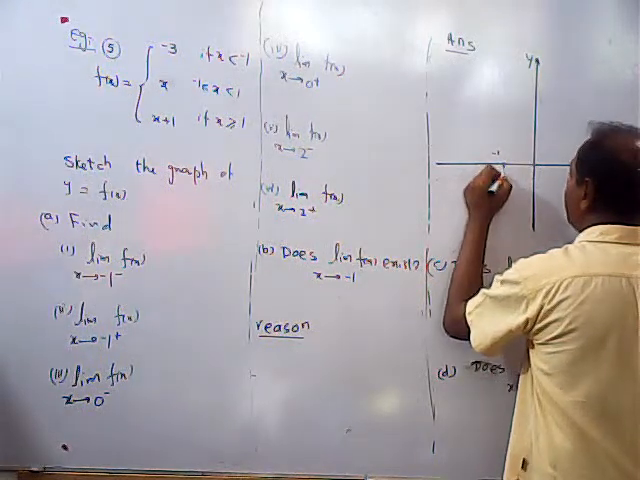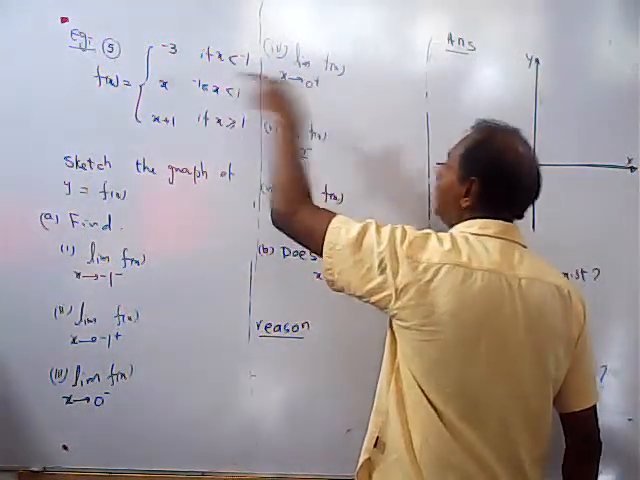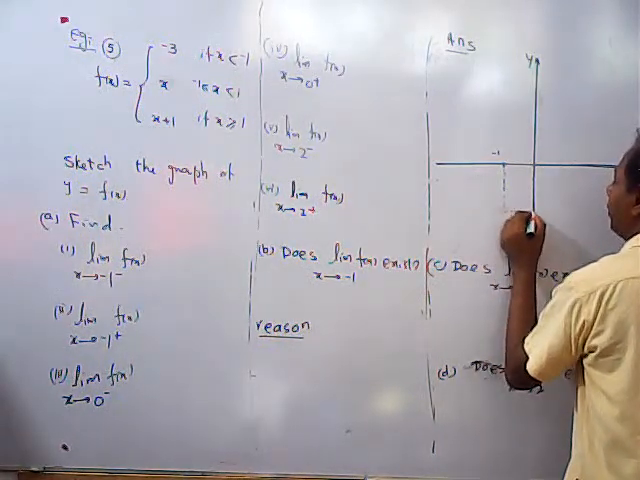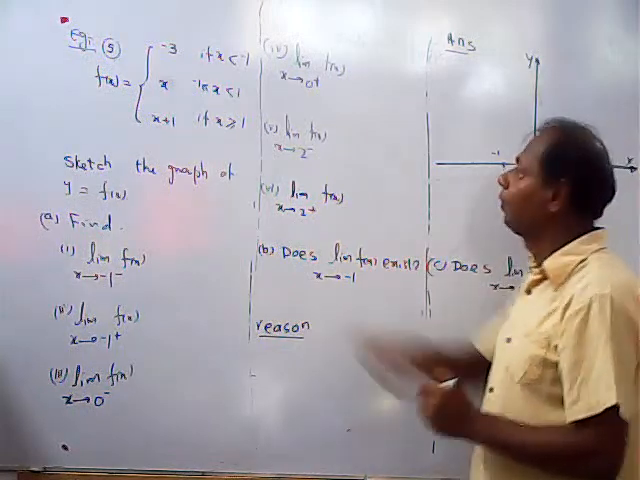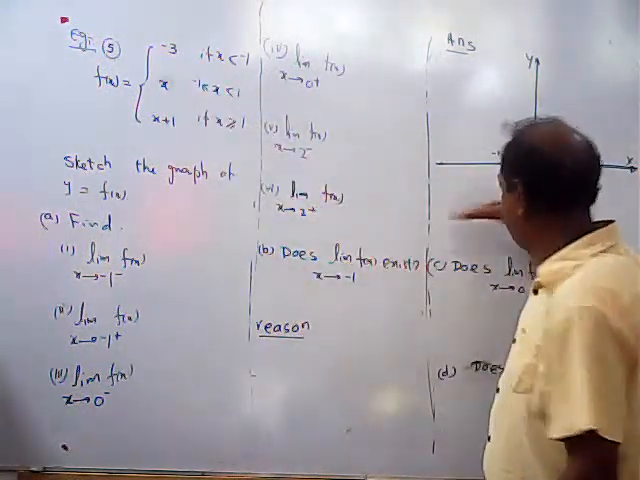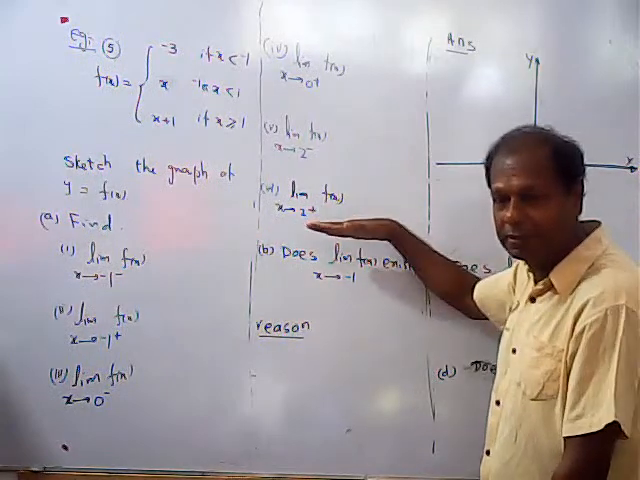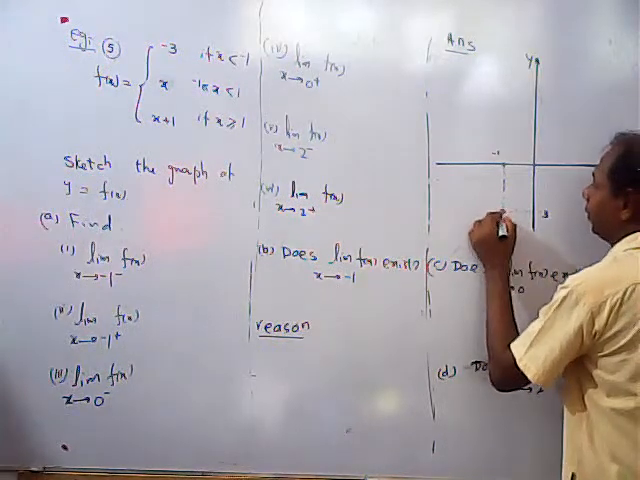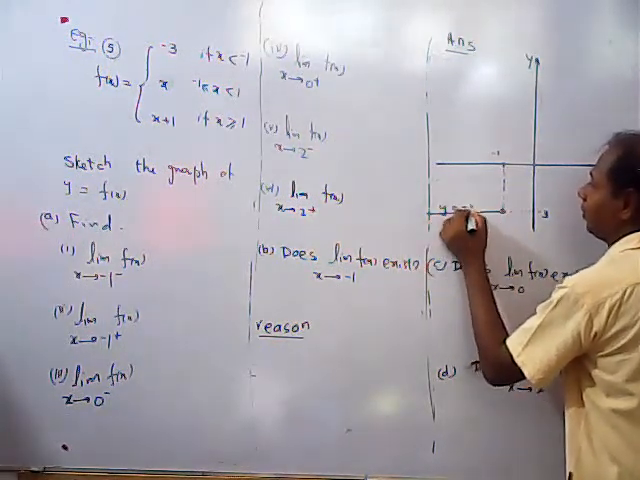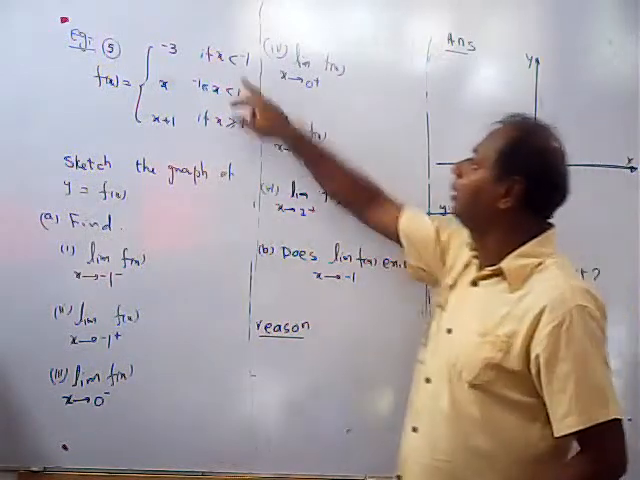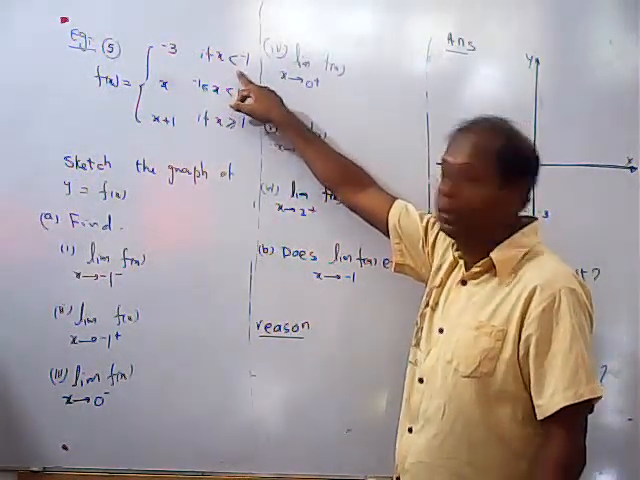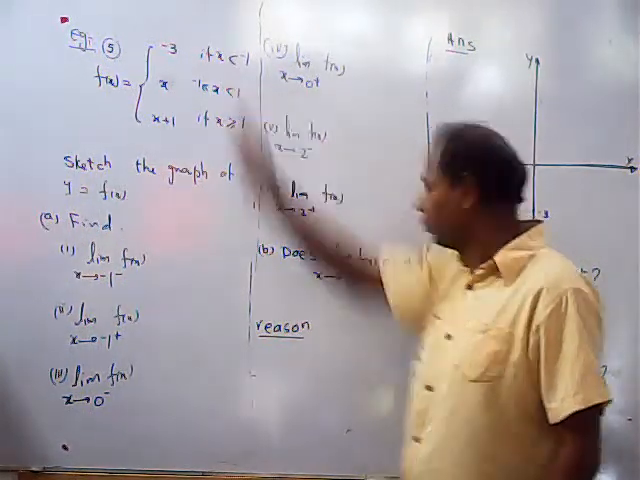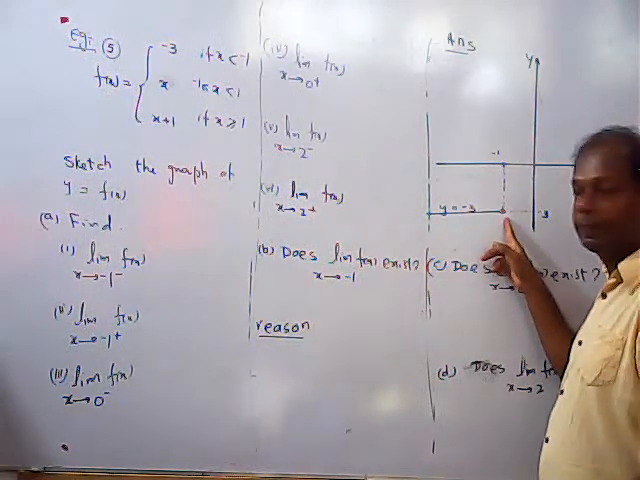Left of -1, the graph is y equals -3. It's a very simple graph. Y equals -3 means it's a flat line parallel to the x-axis, a constant function, right? A constant function goes like this: y equals -3. The endpoint is not included here, no equal sign, therefore we just leave an empty circle here.